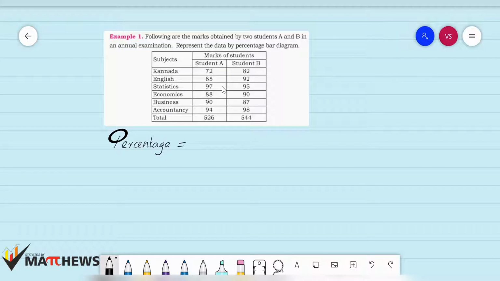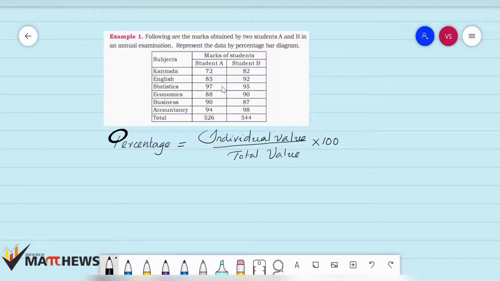It is the individual value divided by total value, or in other words, individual marks divided by total marks into 100, students. This is how we do the calculation.